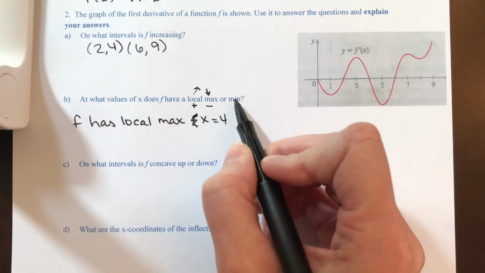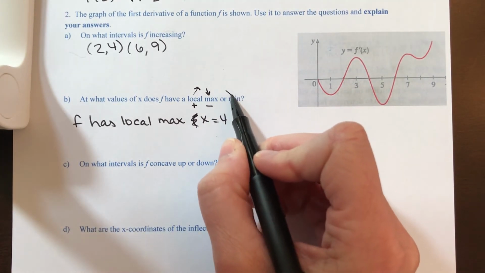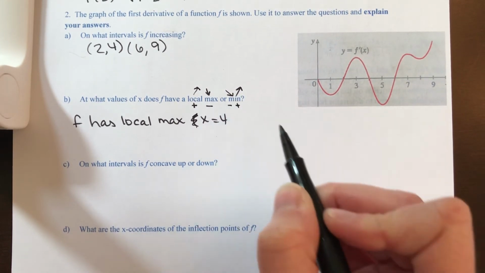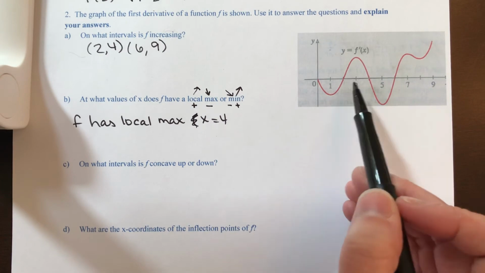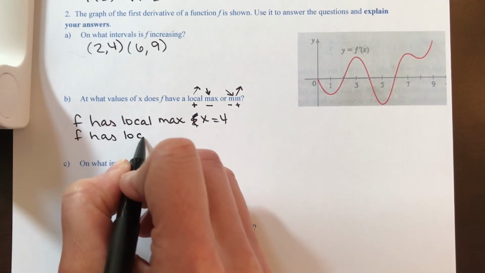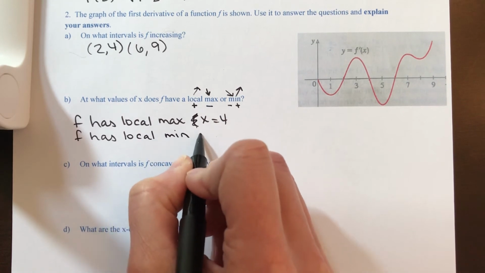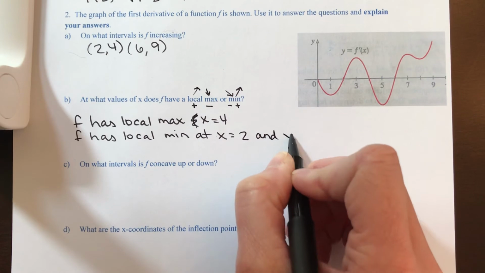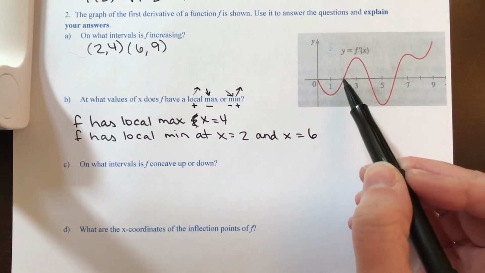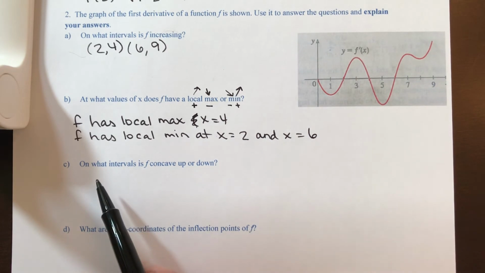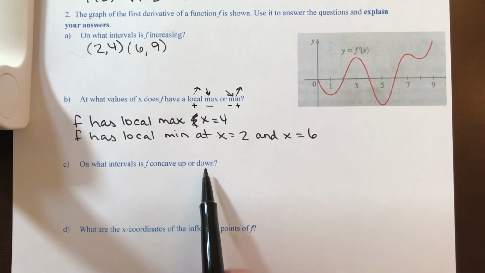And then a local minimum is when your function is going from decreasing to increasing, or when your derivative is going from negative to positive. And so looking at the graph here, there's actually going to be a couple points. f has local minimums at x equals 2 and x equals 6, because that is where f prime changes from negative to positive.